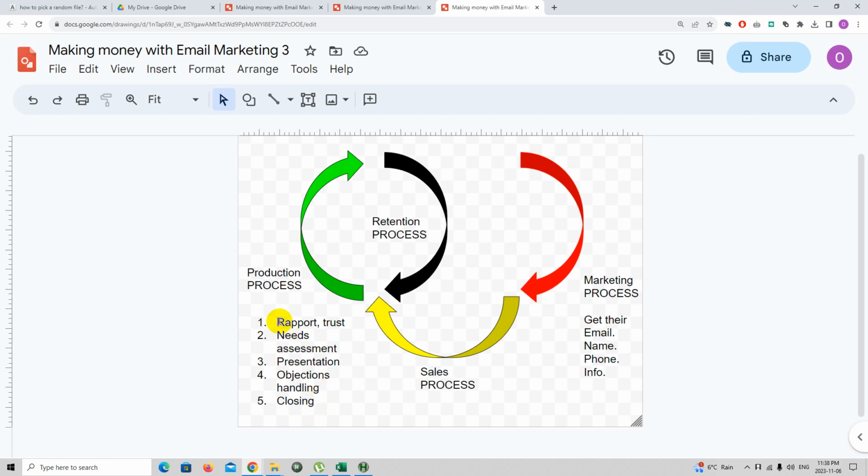Okay, so now that we know what the sales process is about, then we're going to tackle in the next video how the sales process applies within an email marketing context.